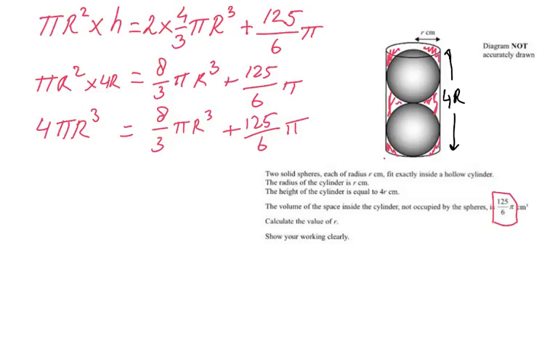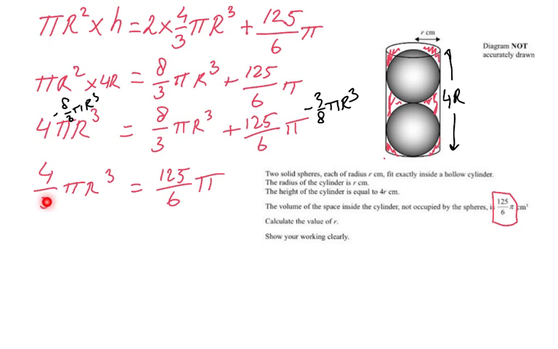We have just equated the volume of the cylinder to 2 times the volume of a sphere, plus the volume around those spheres, which they gave to me, is 125 over 6 pi. Now I see some like terms here, so I'm going to rearrange it. I'm going to take away the 8 over 3 pi r cubed on the right side of my equal sign, and take that away here as well. And what is 4 minus 8 over 3? 12 over 3 minus 8 over 3, that is actually 4 over 3 pi r cubed equals 125 over 6 pi. How did I get 4 over 3? Both of them are pi r cubed, so 4 minus 8 over 3, and I did that mentally because 4 is equivalent to 12 over 3, and 12 over 3 minus 8 over 3 is 4 over 3.